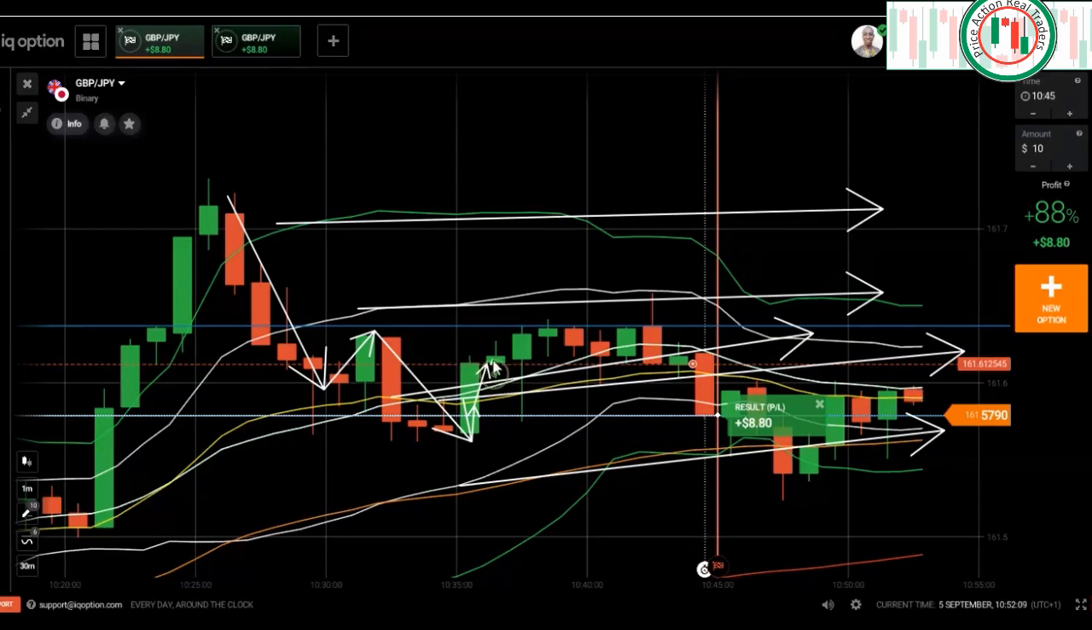Why this one didn't work? You see spinning top. Then you see this is strong hammer. Then you see this one is like timber, but there is little bit gap. So after this one, you can wait for the next candle. If you see red candle, the next candle must be red. Then you can place your trade here.